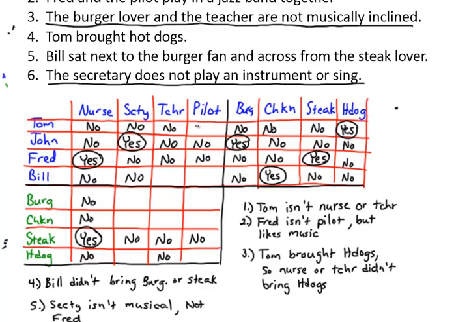And now we can fill in some stuff. That makes Tom the pilot. That makes Bill the teacher. And now we can fill in the bottom part. Tom is the pilot. He brought hot dogs, so the pilot brought hot dogs. John is the secretary. He brought burgers, so the secretary brought burgers. And that leaves the teacher bringing chicken. And now we have it filled up.